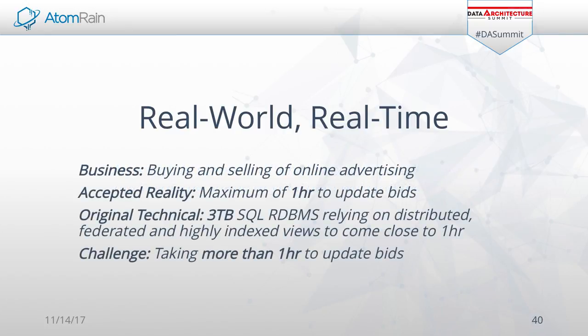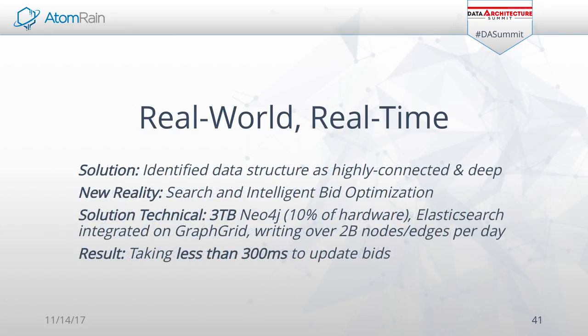So in this first one, we've got businesses buying and selling online advertising. You've got a maximum of 1 hour to update bids. And the original technical stack was 3 terabytes, a SQL RDBMS, distributed, federated, highly indexed views, just to get close to 1 hour. And then at a certain point, as they scaled, it started taking longer than an hour to compute what's our next bid. Anybody familiar with that business area knows that you'll lose thousands of dollars or more very quickly in any given day if you don't have your bidding correct. So the challenge that they encountered was it took more than an hour to update the bids.